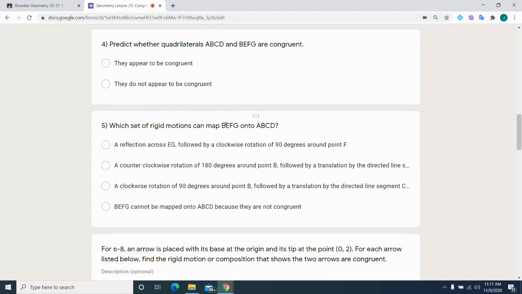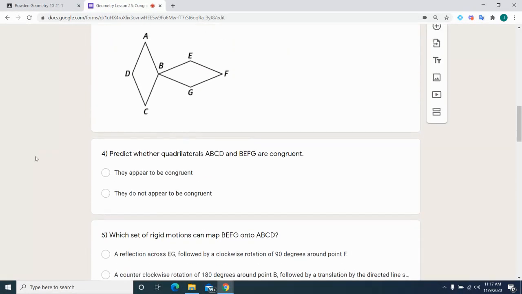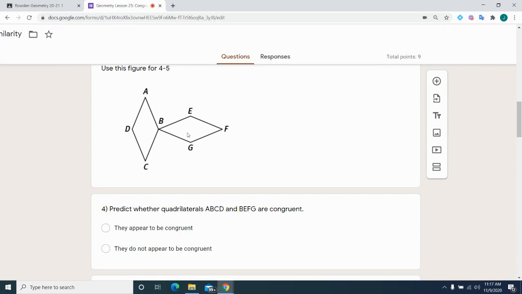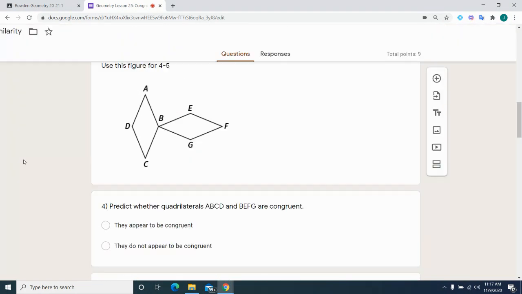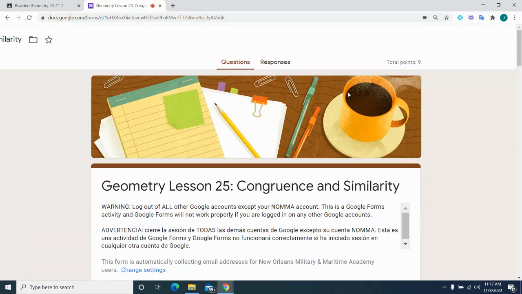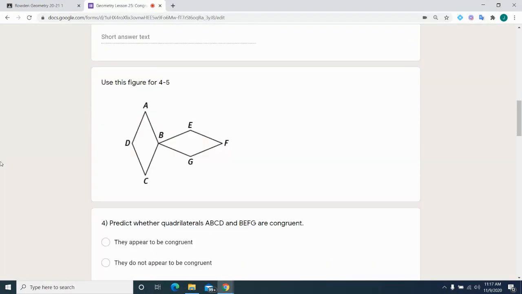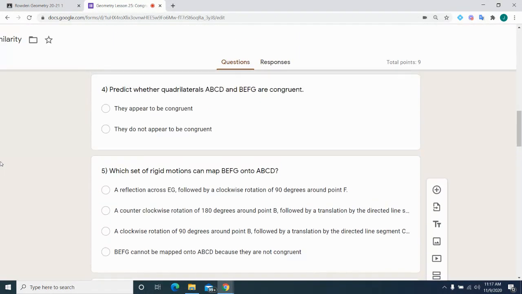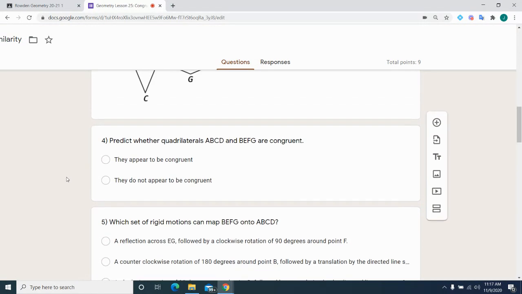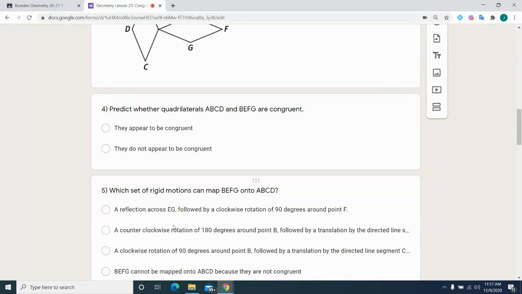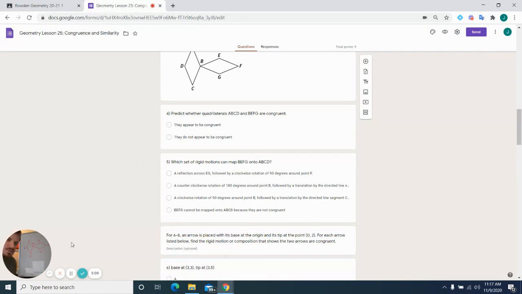Which set of rigid motions can map B, E, F, G onto A, B, C, D? So which one can map this figure onto that figure? So what I'm going to do is go through the options we have there and see if they seem reasonable. So this says a reflection across EG, followed by a clockwise rotation of 90 degrees around point F.